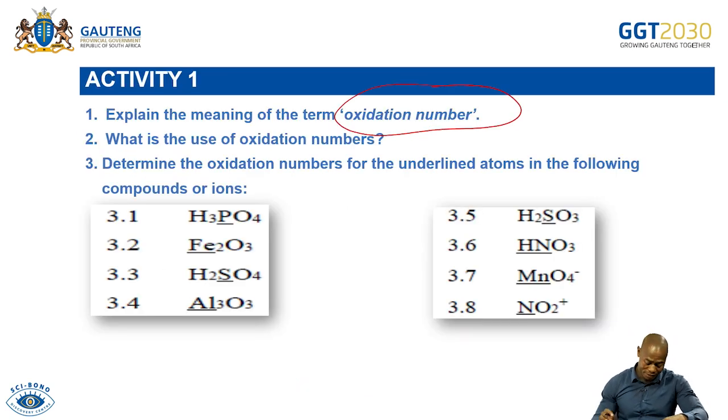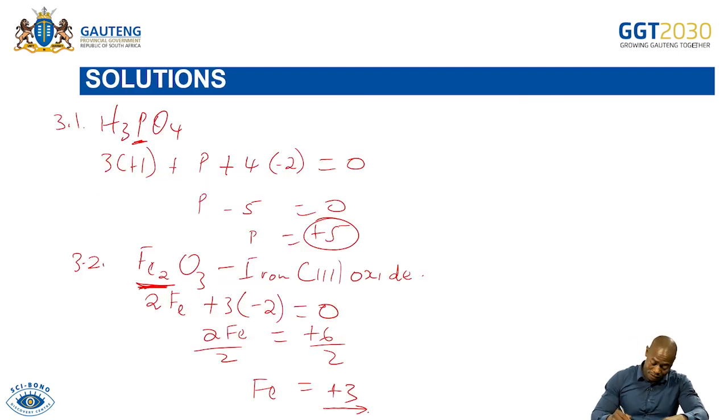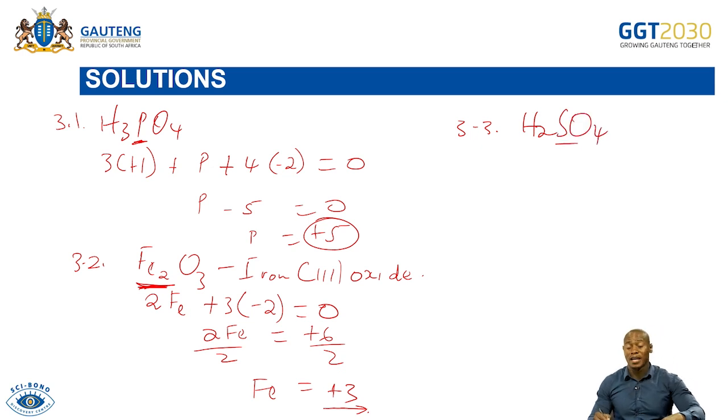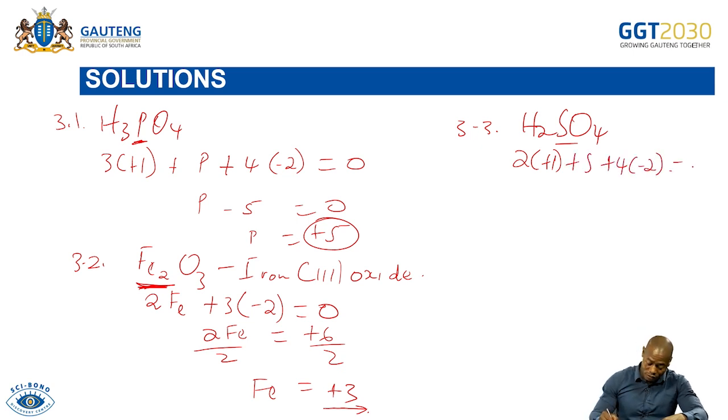Then our 3.3, we are given sulfuric acid. They're looking for the oxidation number of sulfur in sulfuric acid. So it's 2 times positive 1. There are 2 hydrogen atoms. The oxidation number of hydrogen is plus 1, plus sulfur, plus 4 times negative 2. This should give us 0. By now we understand why it should be 0, because we are dealing with a neutral compound.